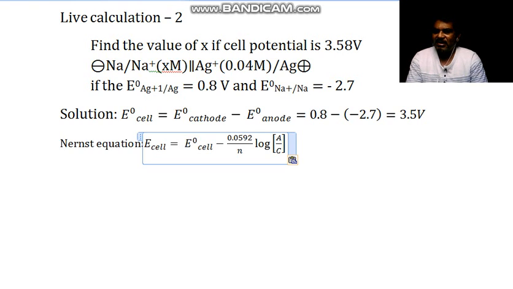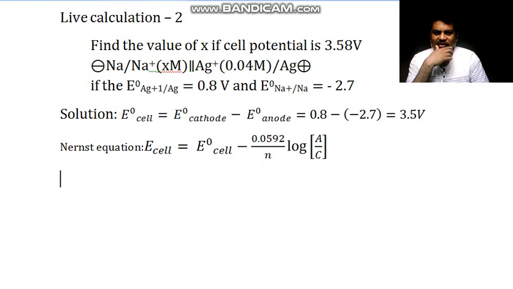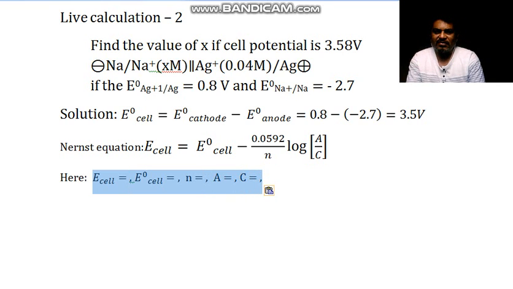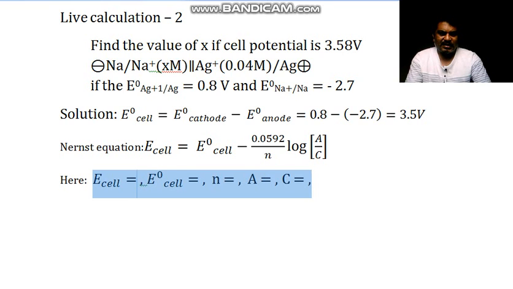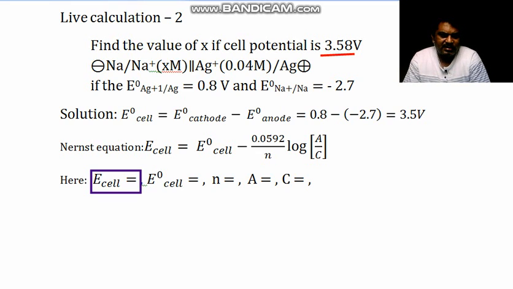In this Nernst equation you will see E cell, E degree cell and so on. First of all we have to put those values. I am going to take those values, and now you have to guide me as to which value we can take for them. For example, here in the question, E cell is given as 3.58. So in place of E cell I have to write 3.58 here.